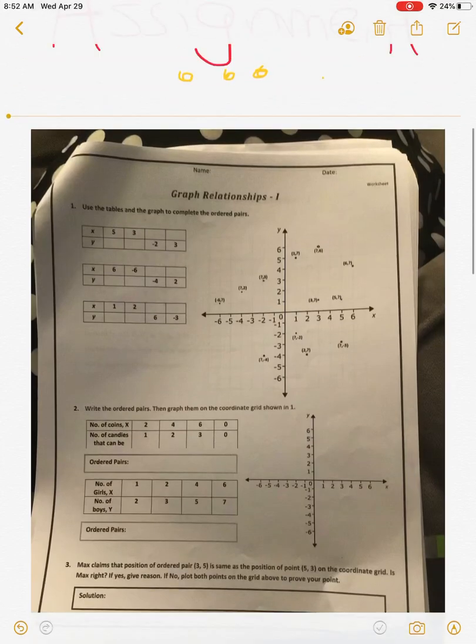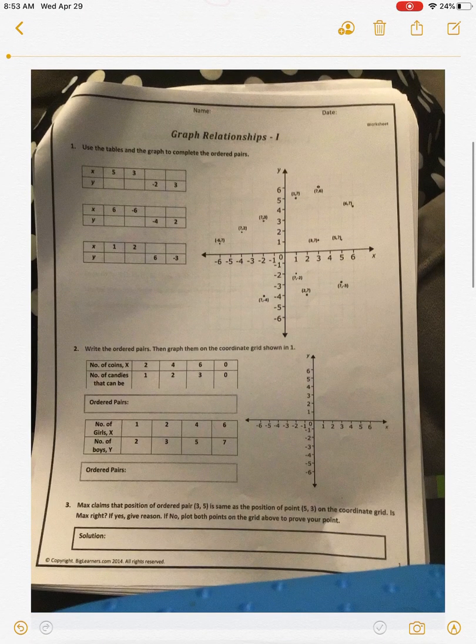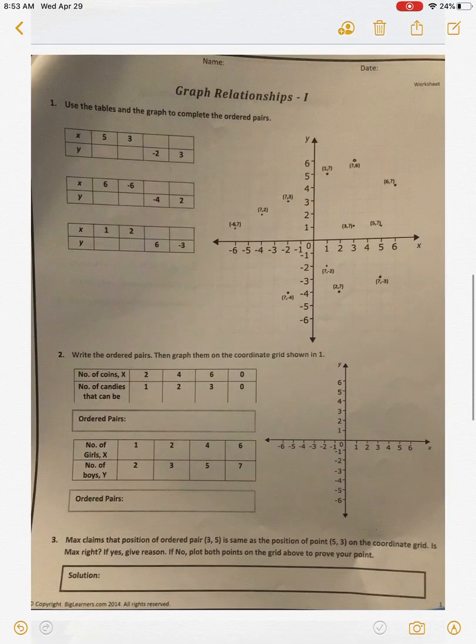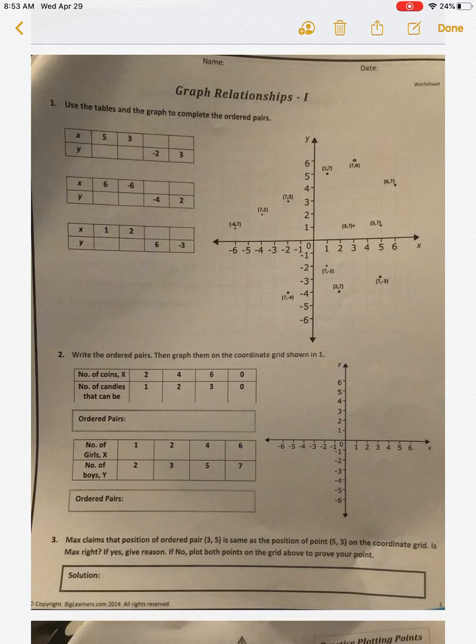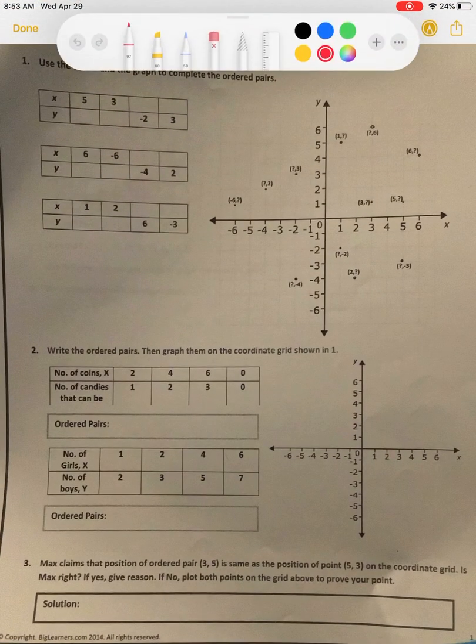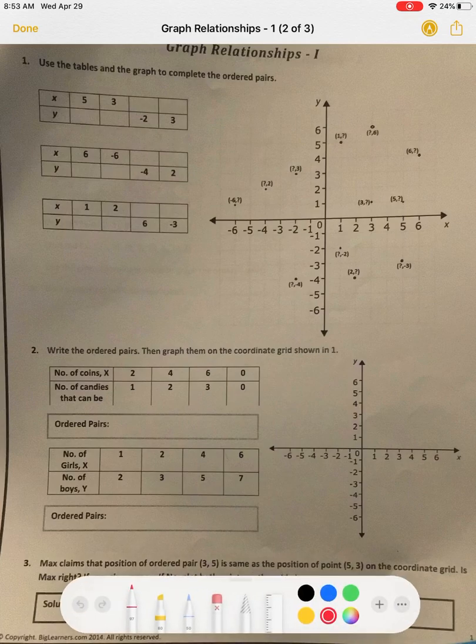Pause it here if you need to. Go grab your packet, turn to this particular page. I want to quickly review some of the questions to make sure you understand what they're asking you. Let me grab a pen and let's move this down here.